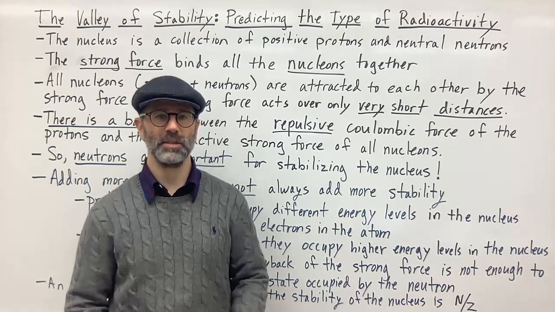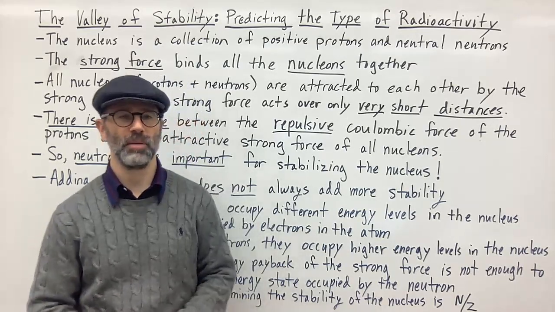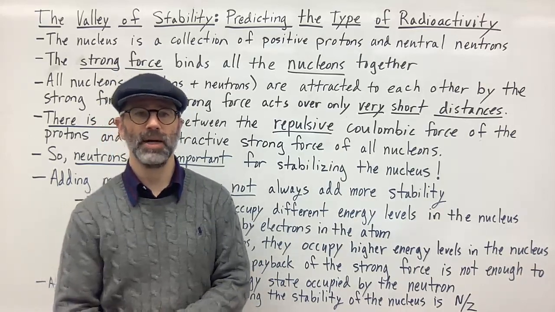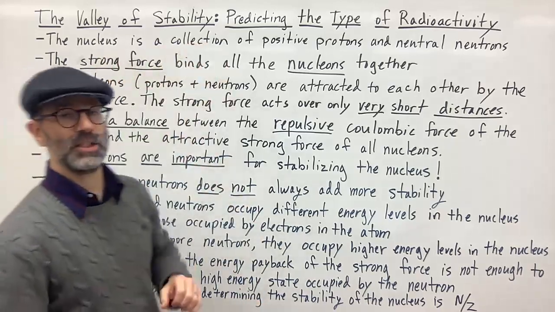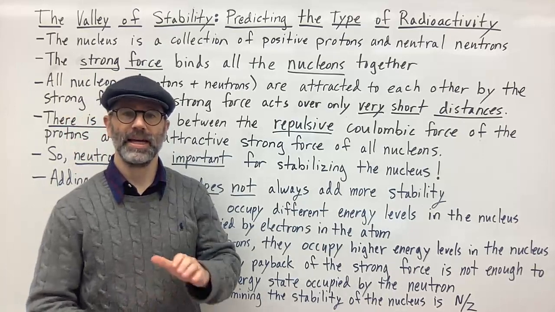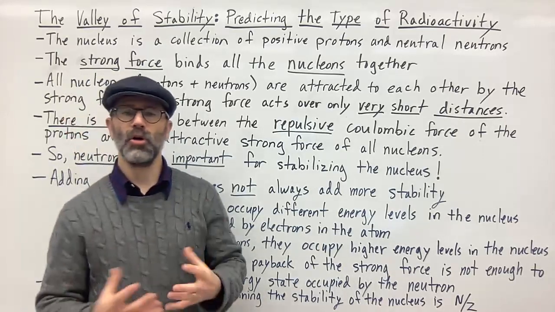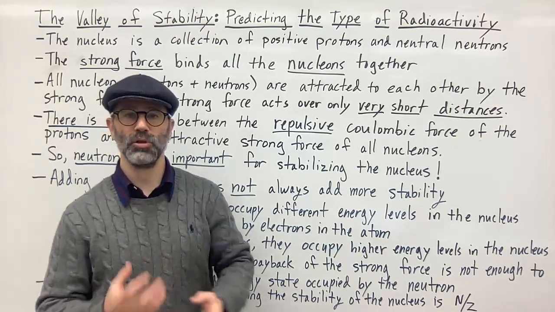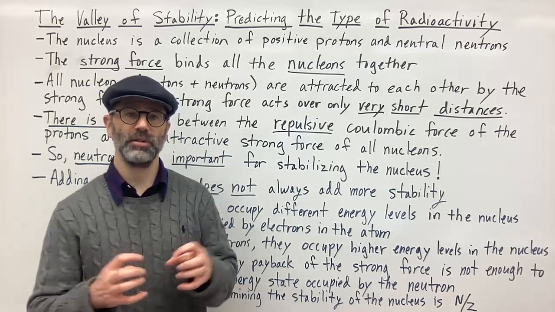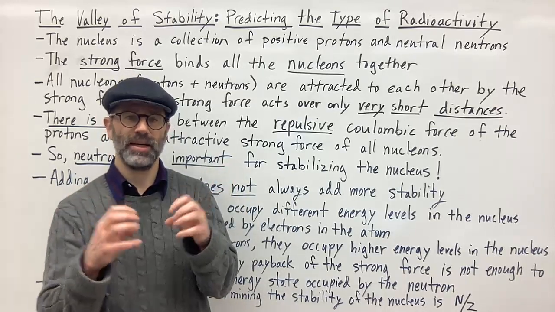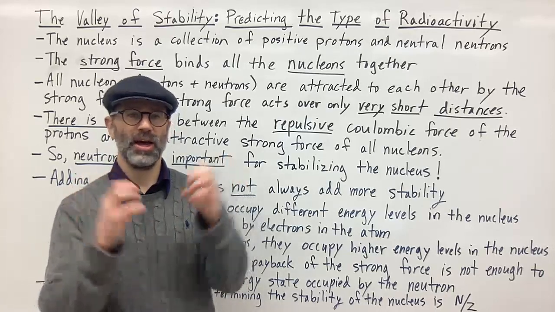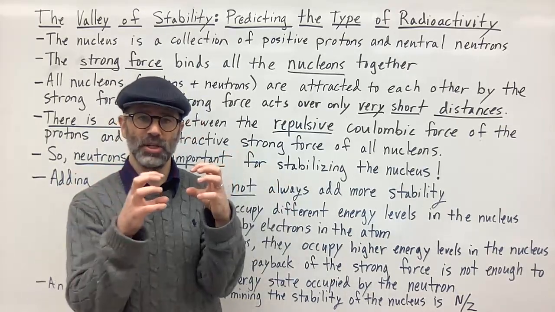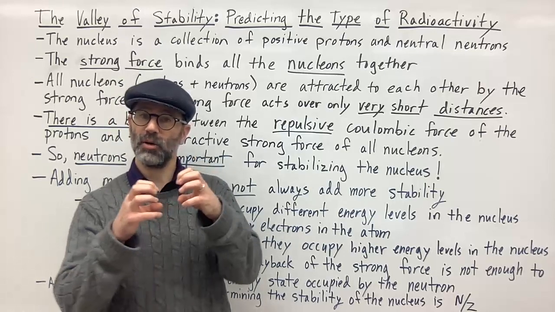We're going to talk about the value of stability, but first I want to go over a few points that are important to understand why the value of stability is important. The first thing we need to keep in mind is that the nucleus is a collection of positive protons and neutral neutrons. Because of the positive protons, we know that like charges are going to repel according to Coulomb's law. If you have two positive charges, the closer that they get, the higher the potential energy. Everything wants to go towards lower potential energy, so if you bring two positive charges close together, they're going to want to repel and get away from each other.